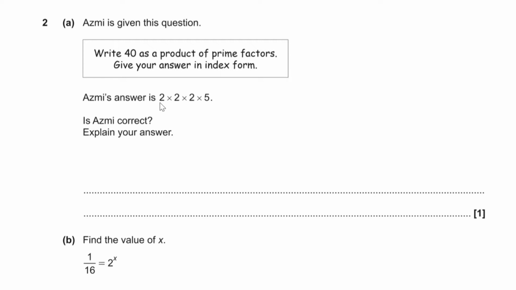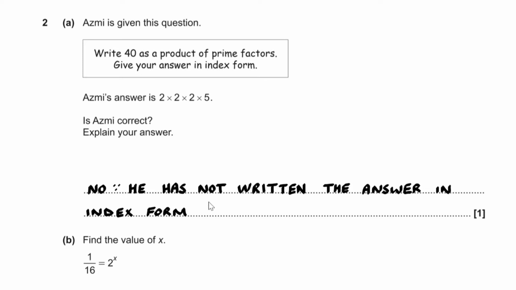So whilst this value of 2 times by 2 times by 2 times by 5 is 40, the reason Asme is incorrect is because we are required to give our answer in index form. So is Asme correct? No, that's because he has not written the answer in index form.